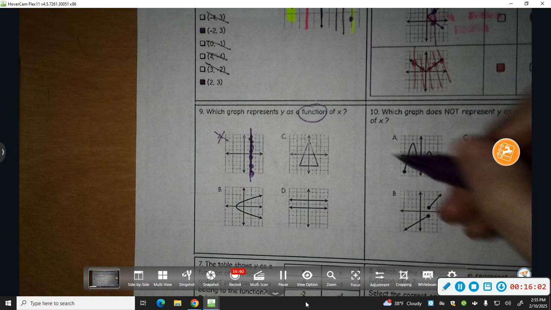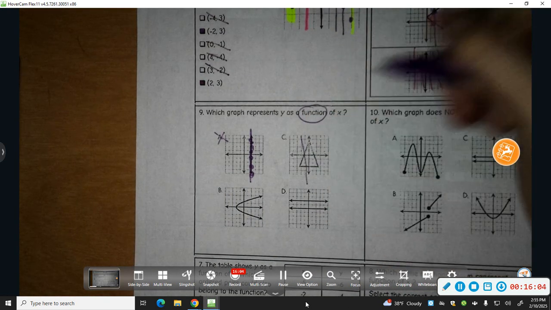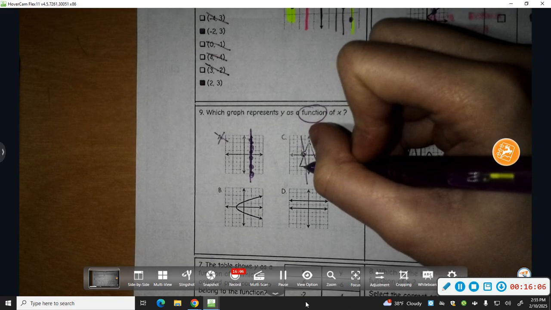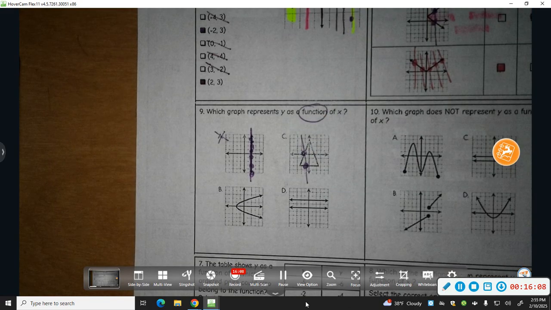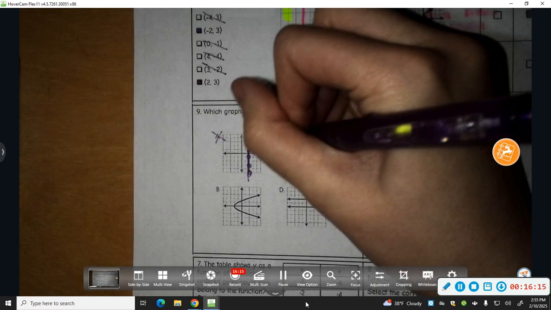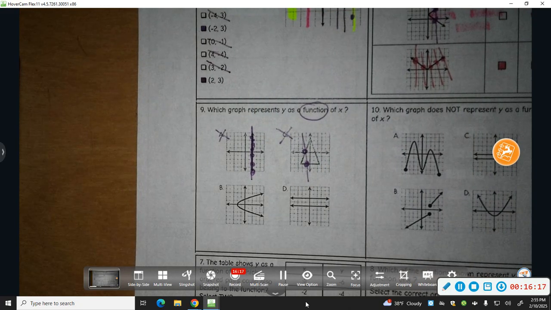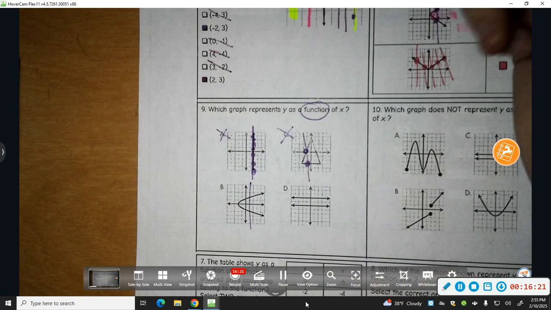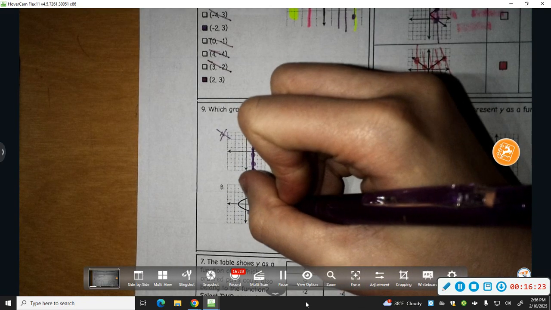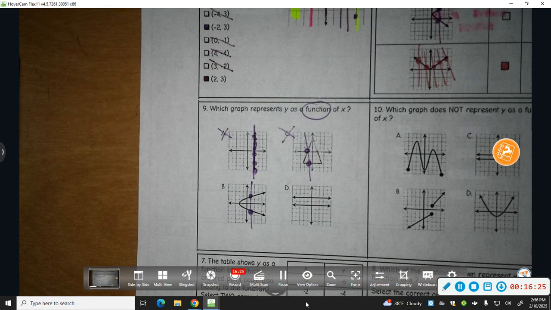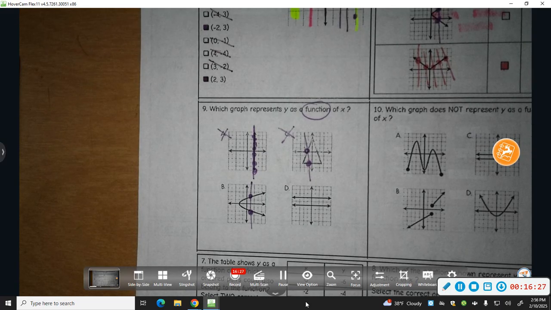The next one is a triangle. If I draw a line somewhere on that graph, and then mark how many times it touches that line. For this line that I drew, it touches it twice. Because it touches twice and that's more than once, this is not a function. Looking at B, if I draw a line on that graph, and then I put dots where it touches it, it's touching it twice where I drew my line. That cannot be a function.